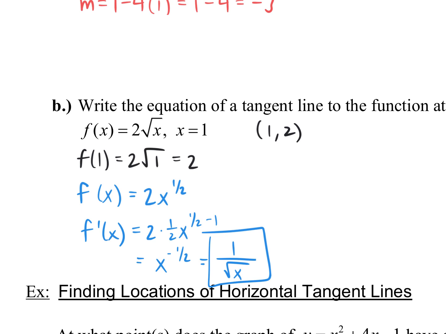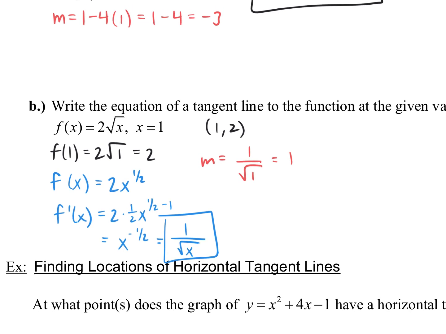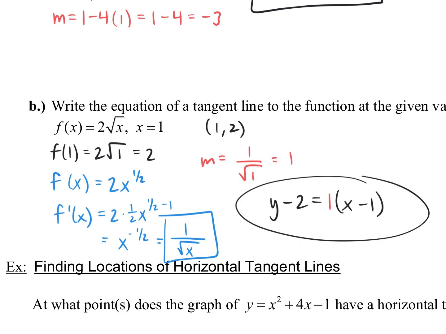Yes? Okay. Now I've got to find my slope, because I have a point, but I need my slope. I've got my derivative function, so all I have to do is plug in 1 for x. So I've got 1 over the square root of 1, which is 1. So our equation of our line is y minus 2 is equal to our slope times x minus 1. And that is your final answer.